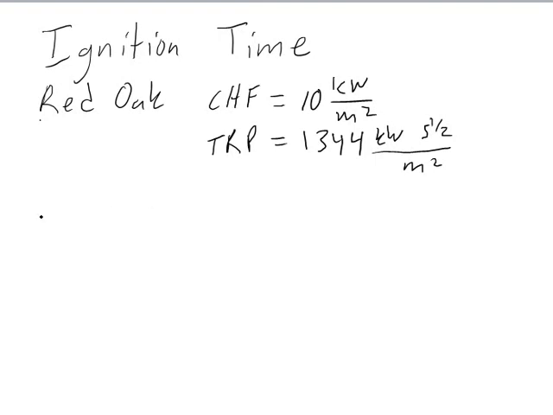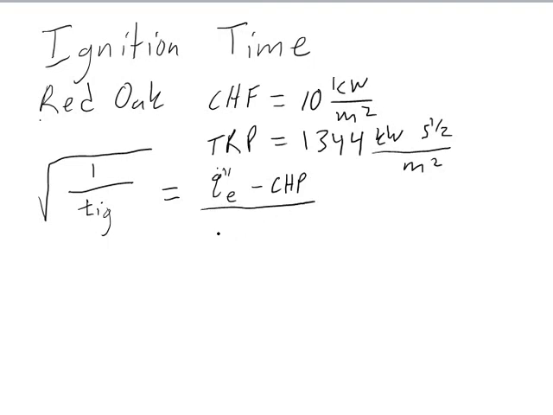So if we look at Equation 2 of Section 3, Chapter 4, we say the square root of 1 over t ignition is equal to the incident heat flux minus the critical heat flux, over the thermal response parameter.